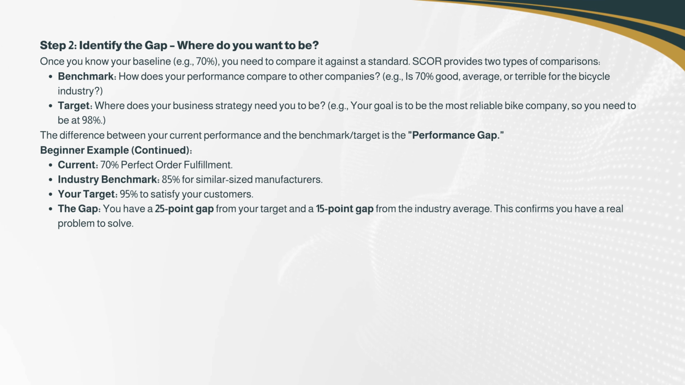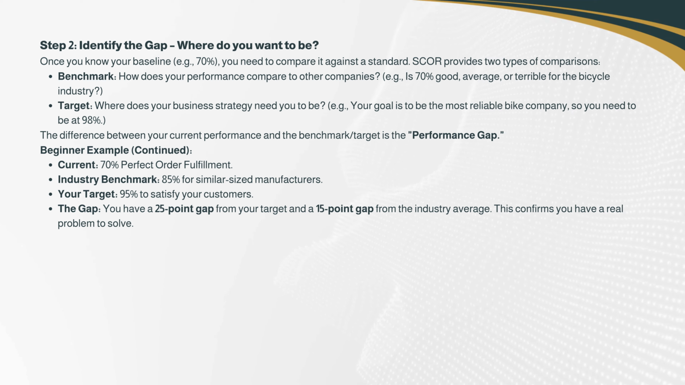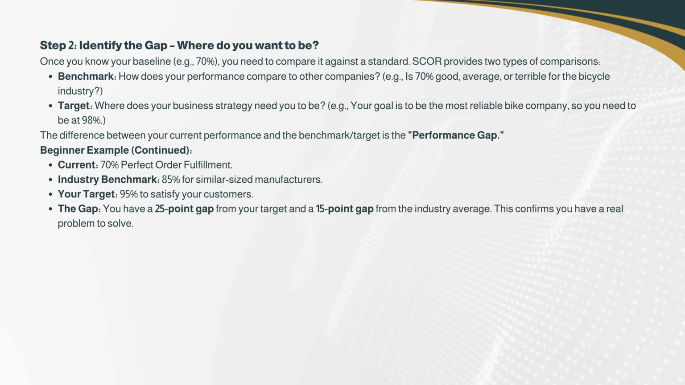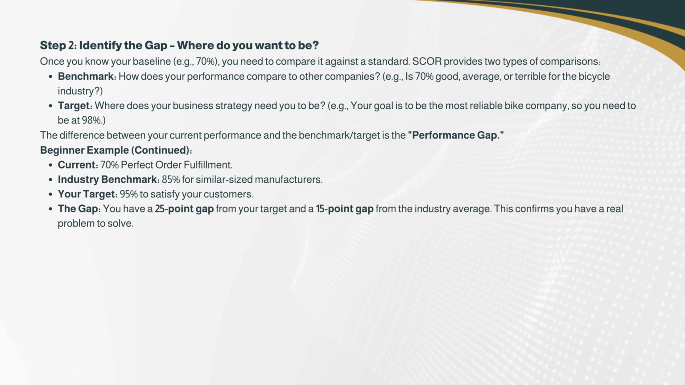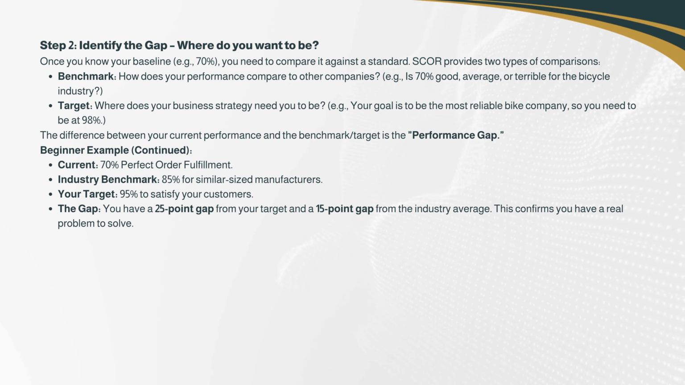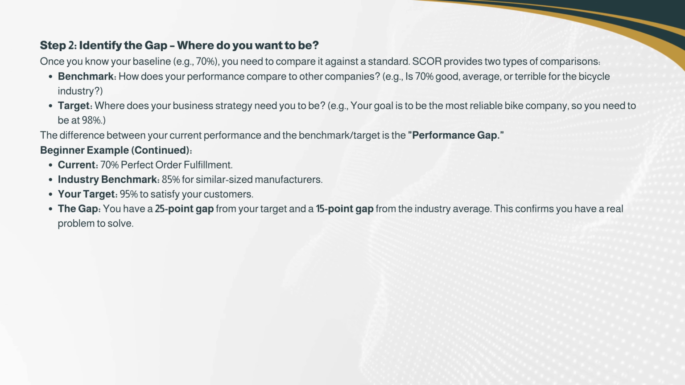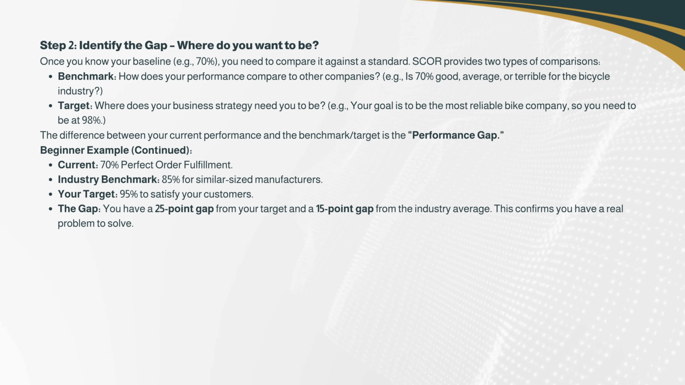Beginner example: continued. Current, 70% perfect order fulfillment. Industry benchmark: 85% for similar-sized manufacturers. Your target: 95% to satisfy your customers. The gap: you have a 25-point gap from your target and a 15-point gap from the industry average. This confirms you have a real problem to solve.